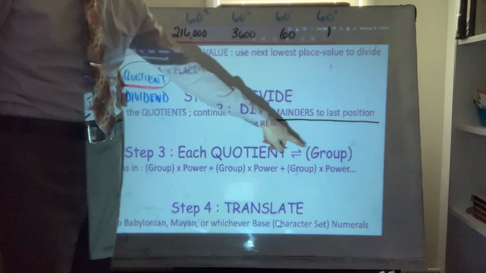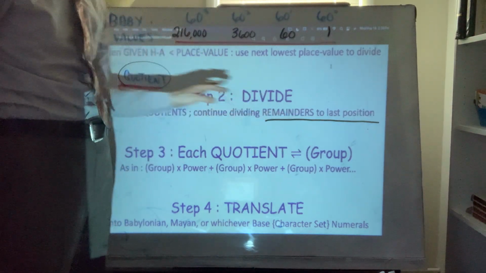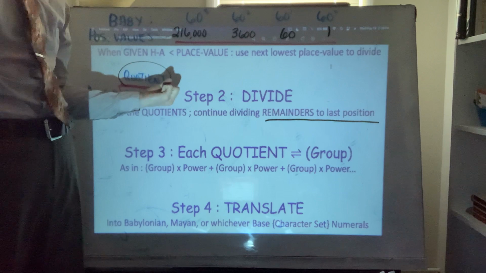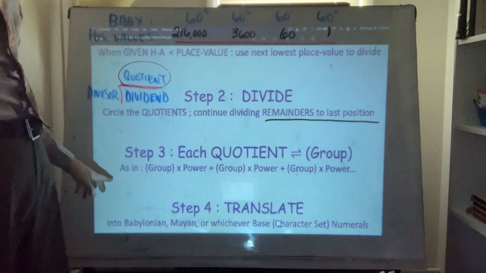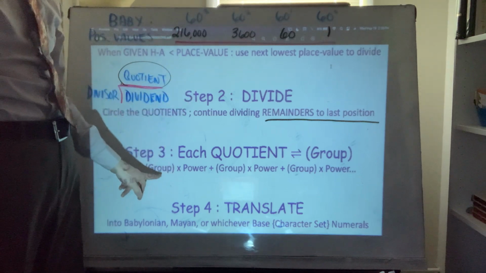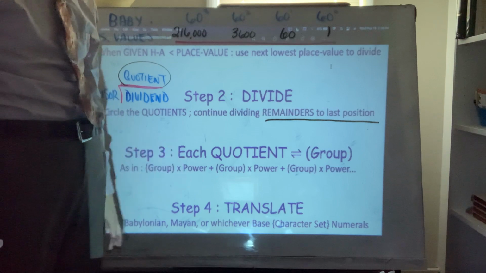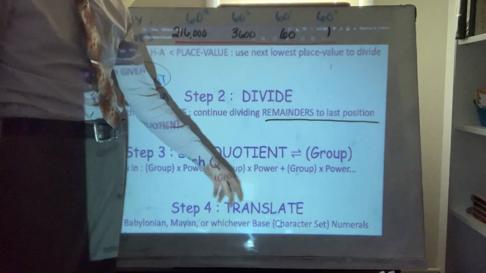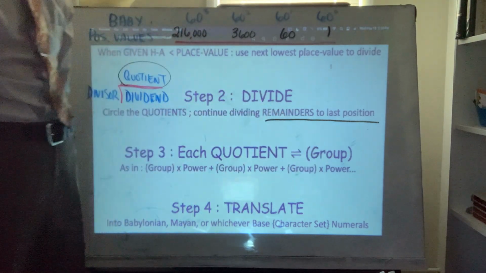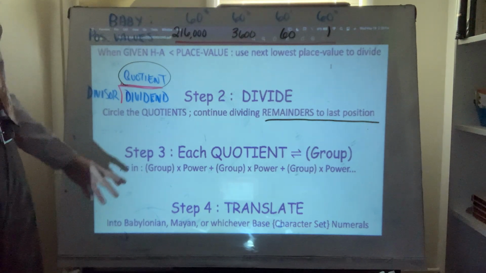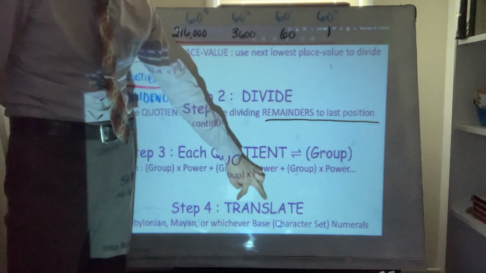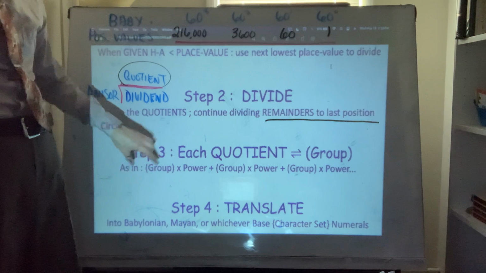Each quotient will represent a group. That's why you're circling them, because you need to include them, incorporate them into your answer. It would look like this in theory: the group times whatever the power, plus the group times whatever the power, plus the group times whatever the power, and so forth. Then you have to finally translate the groups.